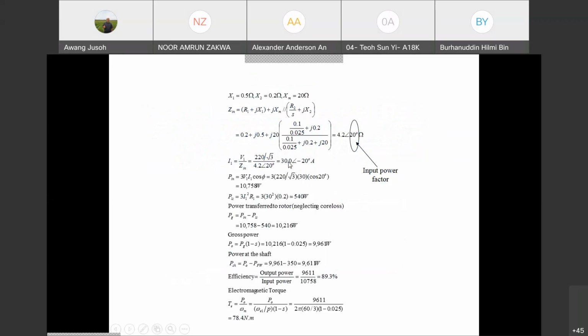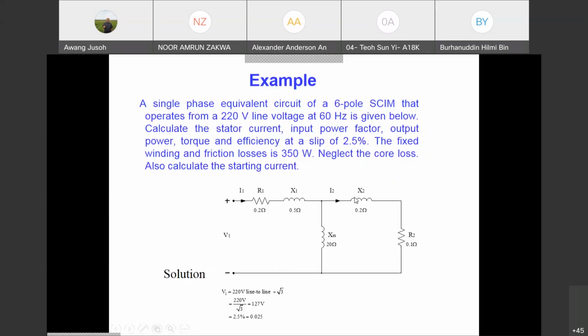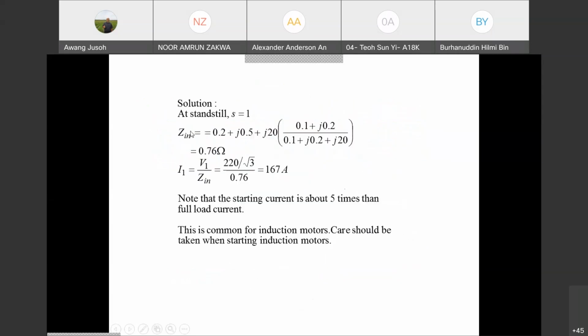Now they ask you to find the starting current. So at starting, how much is the slip? At starting, we know that NR equals 0. The rotor is not moving yet, so slip equals 1. You go back to this circuit: R2 over S equals R2 over 1 at starting. You do the same thing: find Z total, Z in with S equal to 1. Calculate Z in first. This is your Z in: 0.76, very low impedance. At starting Z in is very low, 0.76. That's why the current is very high.